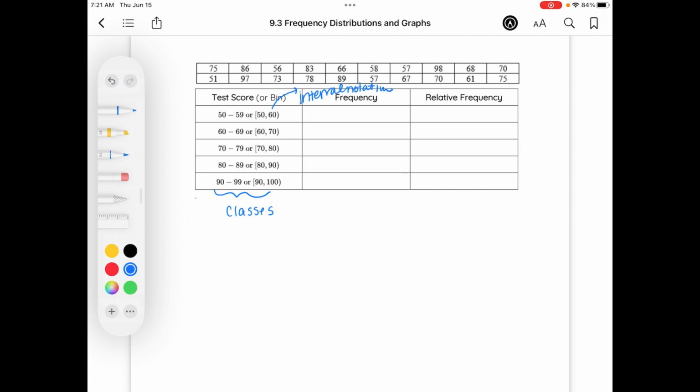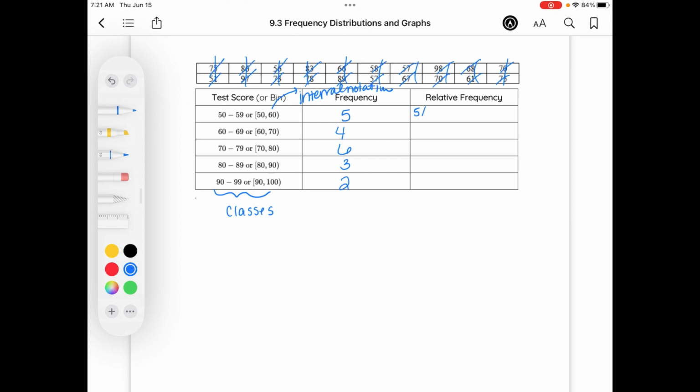Between 50 and 59, let's see how many are in the 50s. 1, 2, 3, 4, 5. How many are in the 60s? 1, 2, 3, 4. In the 70s, 1, 2, 3, 4, 5, 6. In the 80s, 1, 2, 3, and then the 90s, 1, 2. It looks like 2, 4, 6, 8, 10, 12, 14, 16, 18, 20.